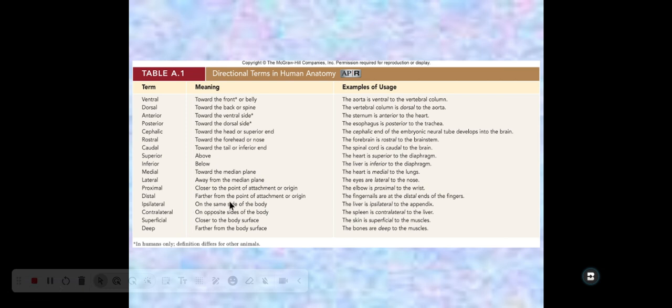Ipsilateral just means on the same side. Contralateral, on different sides, opposite sides. Superficial is toward the surface, whereas deep is further away from the body surface. Cephalic is toward the head. Rostral is toward the forehead or the nose. Caudal is toward the tail. Okay, so those are some things that would be beneficial for you to know to go through this.